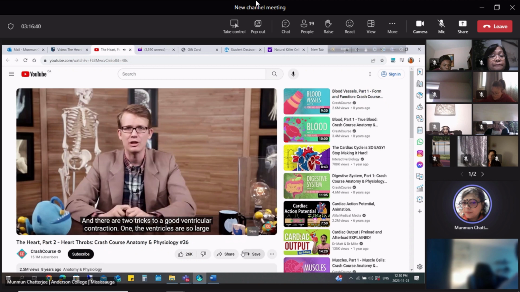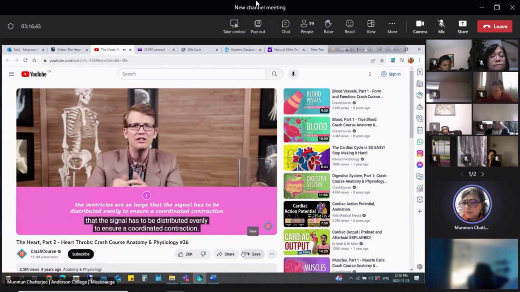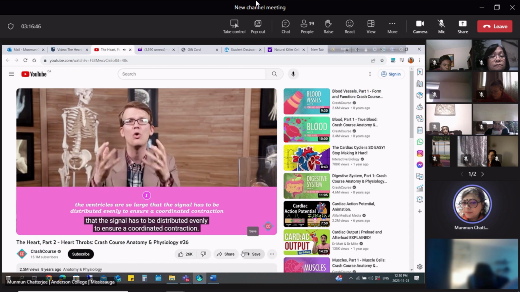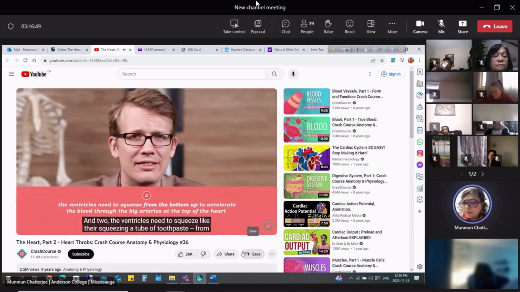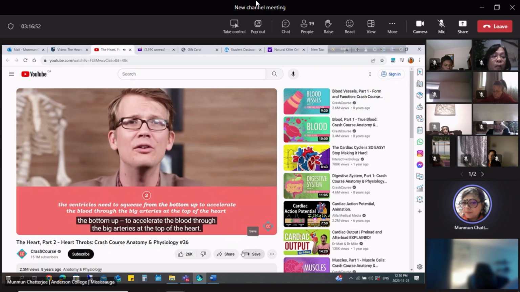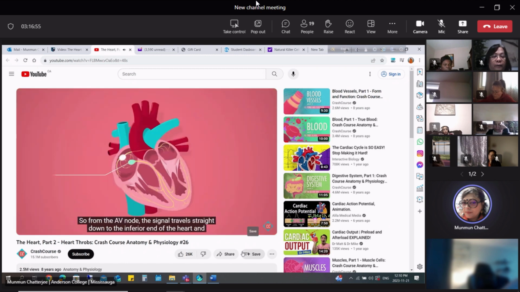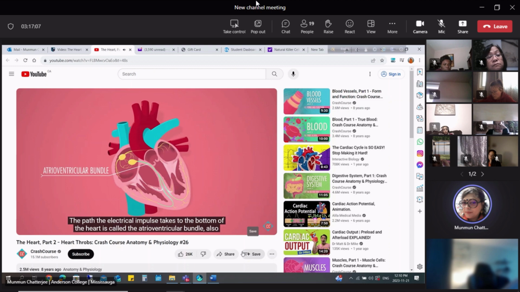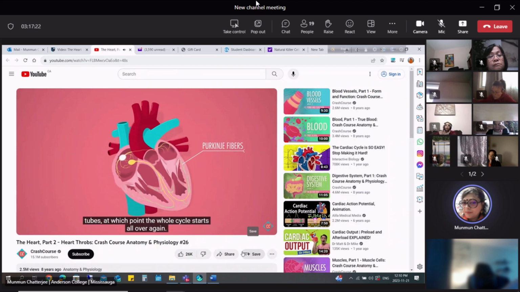And there are two tricks to a good ventricular contraction. One, the ventricles are so large that the signal has to be distributed evenly to ensure a coordinated contraction. And two, the ventricles need to squeeze like they're squeezing a tube of toothpaste from the bottom up to accelerate the blood through the big arteries at the top of the heart. So from the AV node, the signal travels straight down to the inferior end of the heart and gets distributed to both sides. The path the electrical impulse takes to the bottom of the heart is called the atrioventricular bundle, also known by the more rad name the bundle of His, where it branches out to the left and right ventricles. Finally, the signal disperses out into Purkinje fibers, which trigger depolarization in all surrounding cells, causing the ventricles to contract from the bottom up like toothpaste tubes, at which point the whole cycle starts all over again.